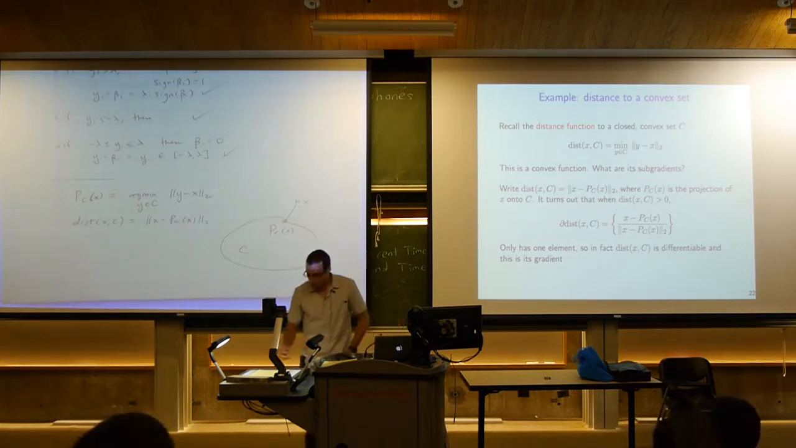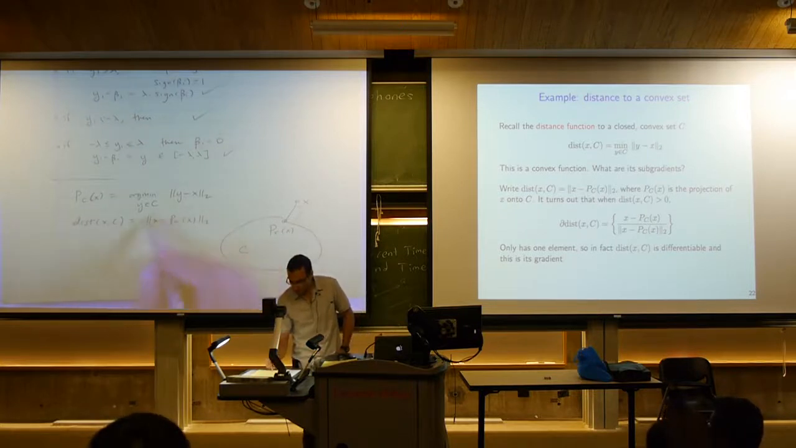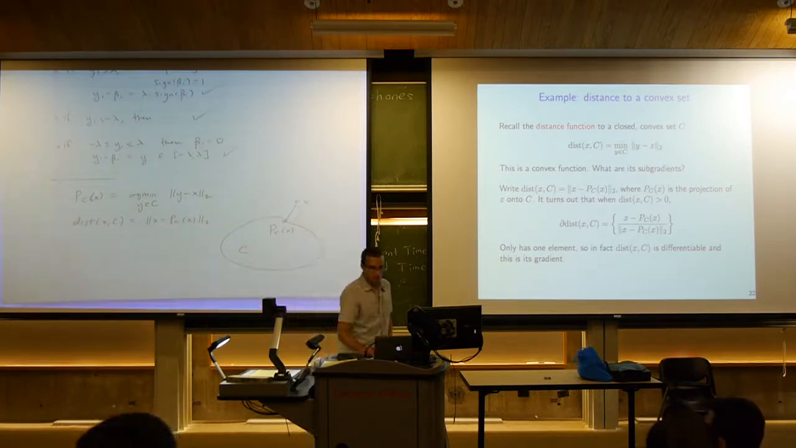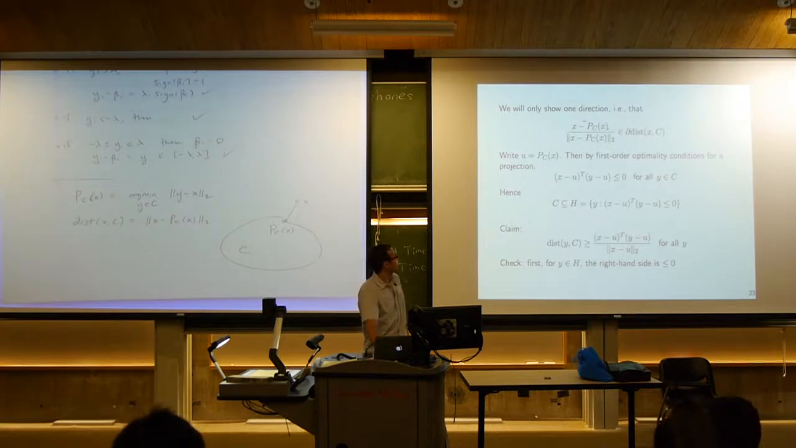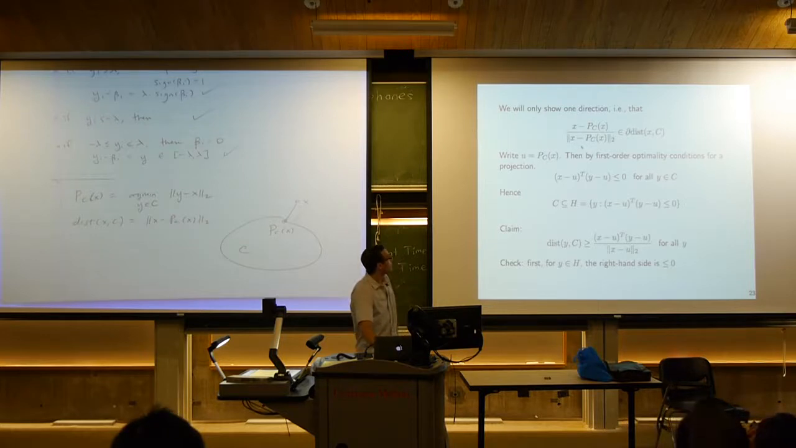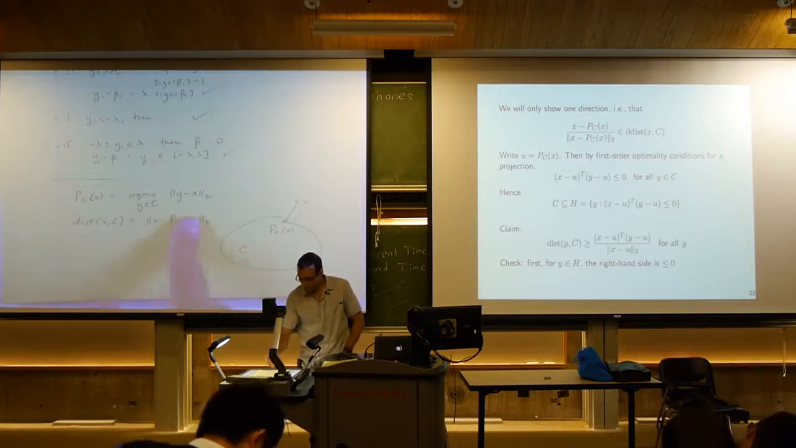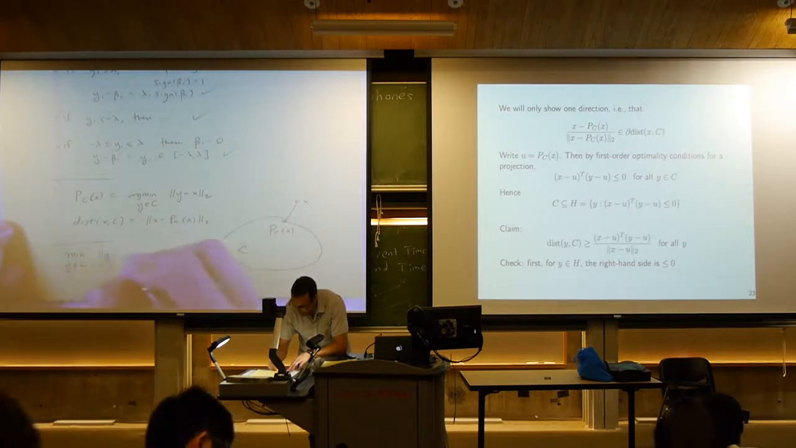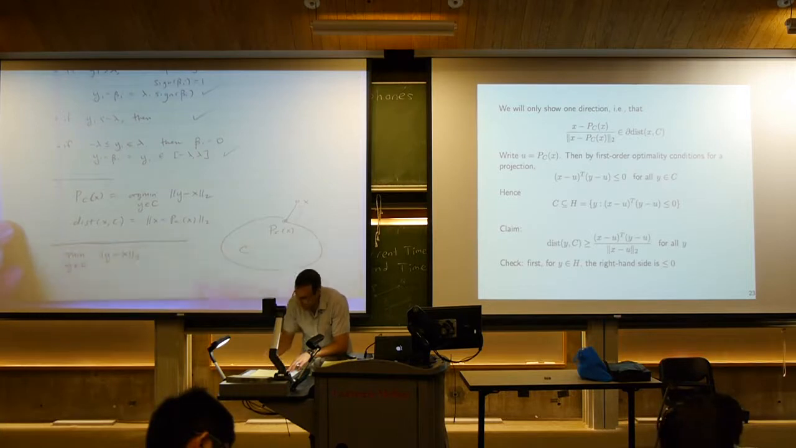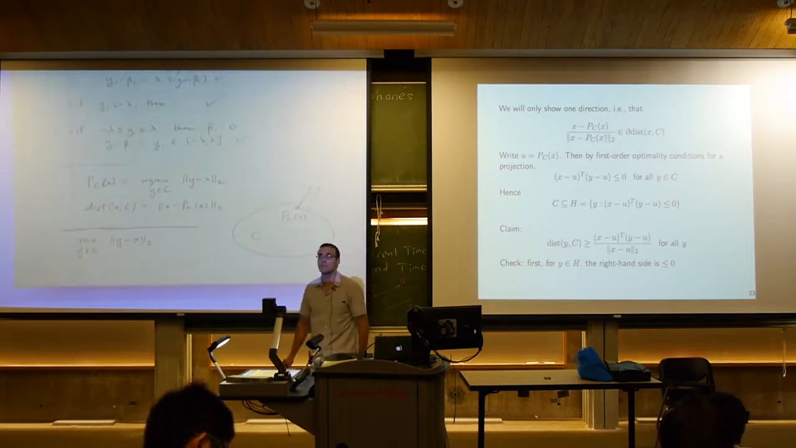Okay, so we want to derive subgradients of this function. We're just going to show that this is a valid subgradient at the point x of the distance function. And let's do so by looking at the first order optimality conditions for this problem, which characterize the projection.